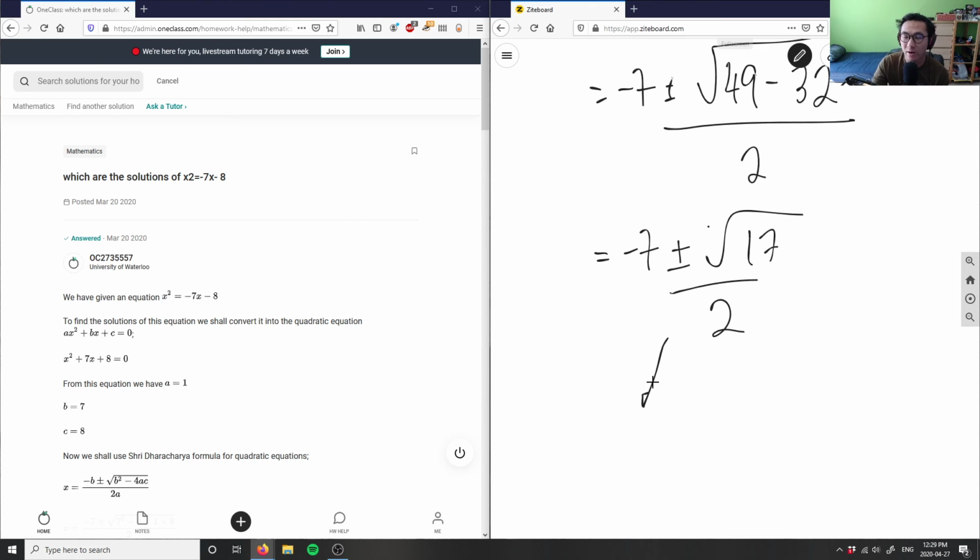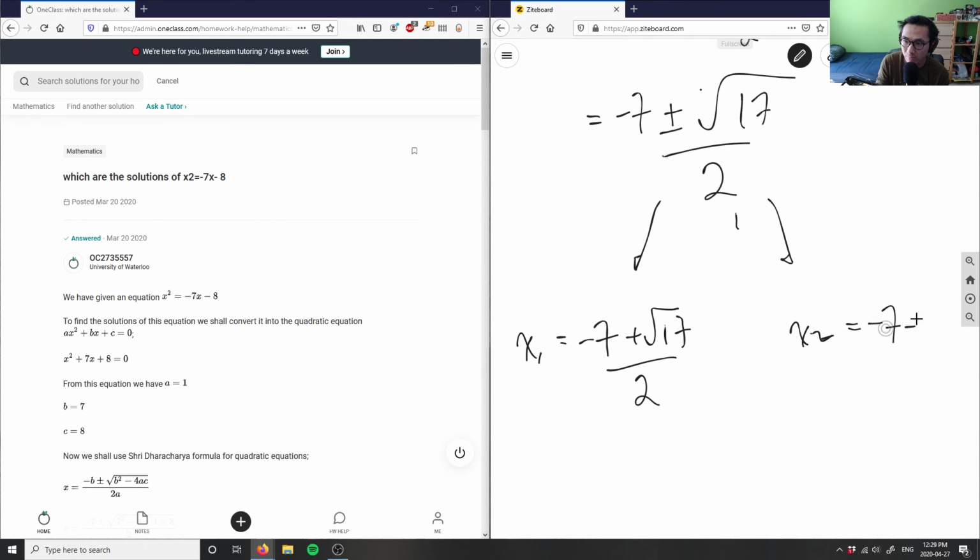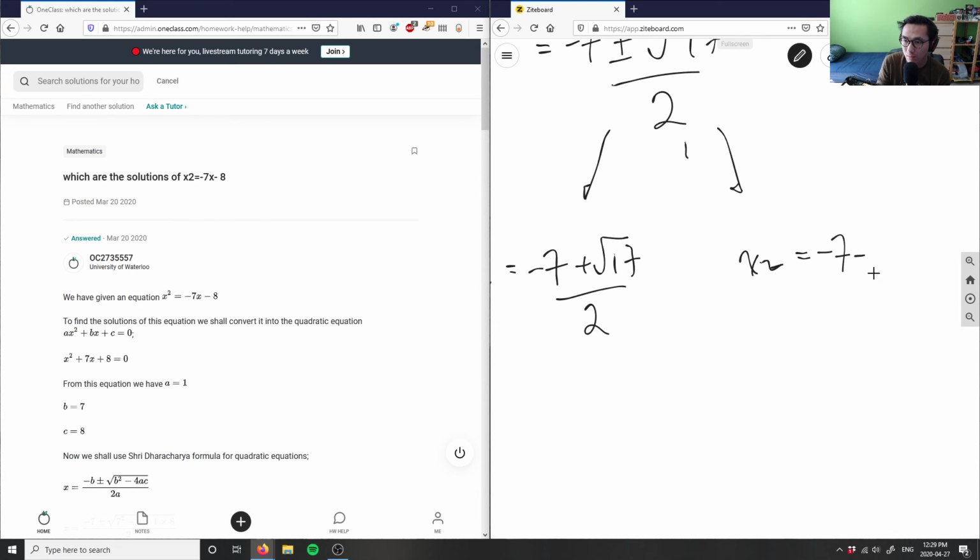And now I can simplify, and I can break this problem down into 2 components. I have x1 and x2. So x1 would be negative 7 plus root 17 over 2, and x2 would equal negative 7 minus root 17 over 2. And this here will be my solution for the problem. So negative 7 plus root 17 over 2 and negative 7 minus root 17 over 2.